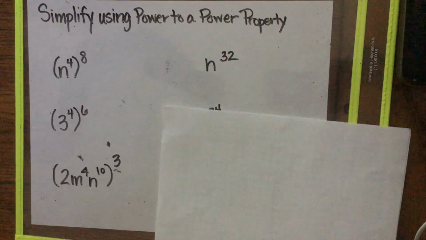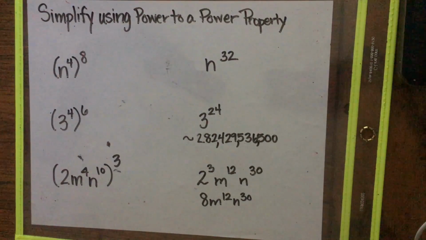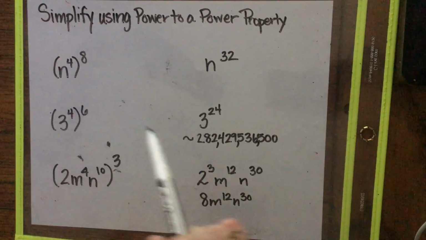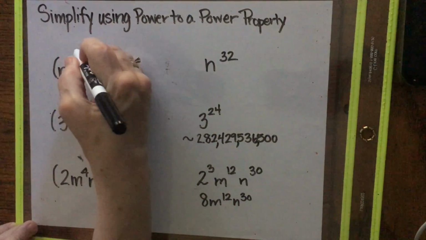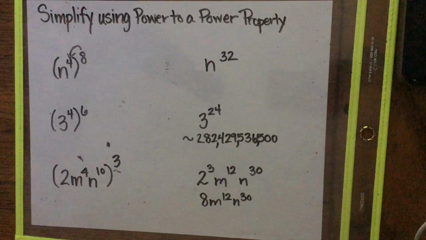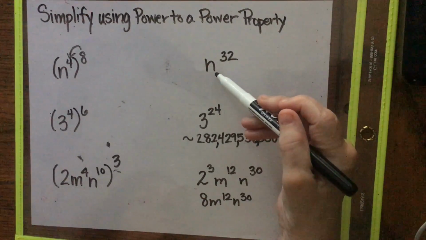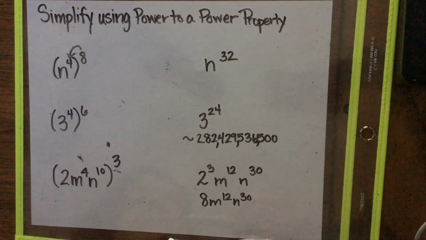All right, so let's take a look at our answers. So for this one, remember we would just go ahead and multiply those two numbers. So 8 times 4 is 32. We don't know the value of n, so we just leave it as n to the power of 32.